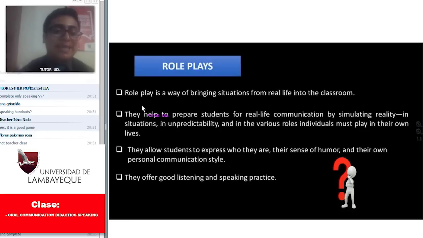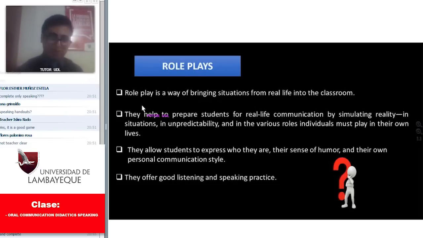So another important technique, a way to present or to make a speaking activity in class is role plays. This is another very interesting kind of activity that you can use in your lessons, especially when you want to develop speaking activities, right? So the role play is a way of bringing students from real life into the classroom. Yes, because they are going to work in pairs or in groups, and they are going to take a role.